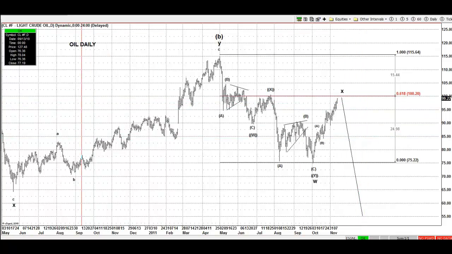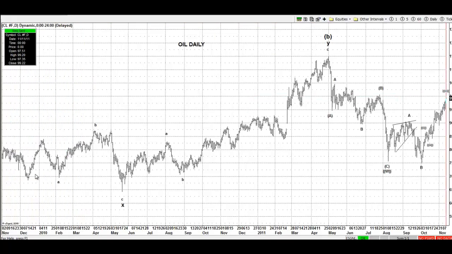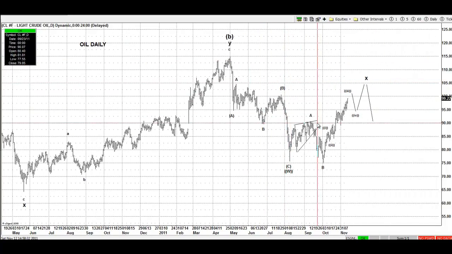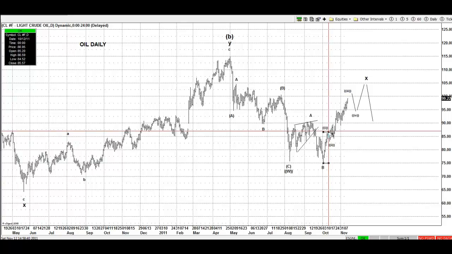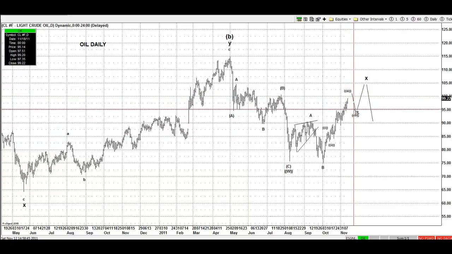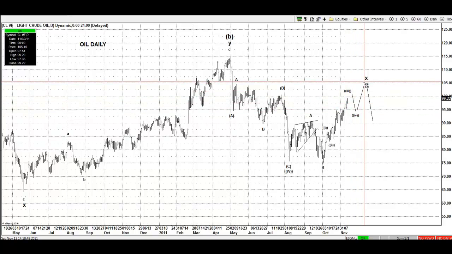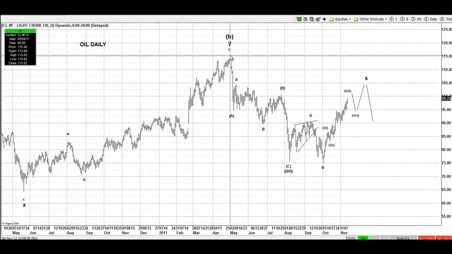Now, the alternative count in oil is this one, that what we are ending is wave 3 within a flat C wave that is going to end around 100, and then it's going to be a 4 and a 5, that would allow the risk trade to correct on the C wave of this decline. In other words, the key here is the move from May 4.